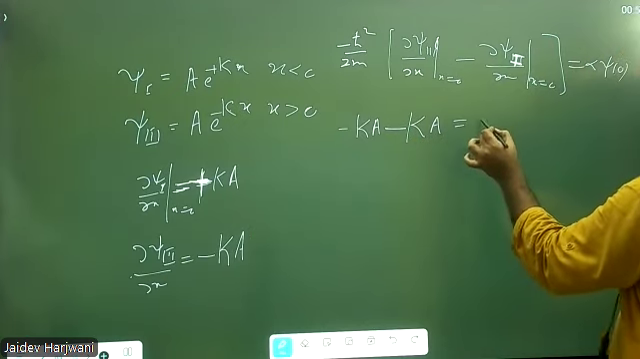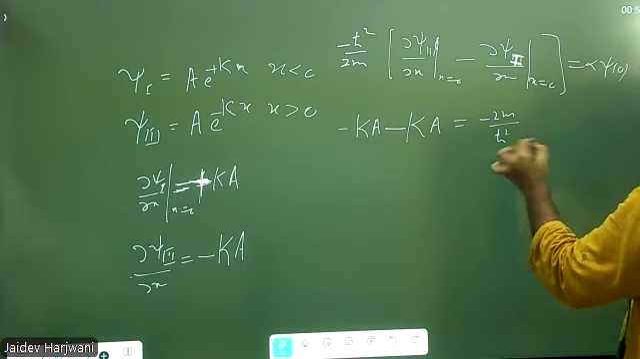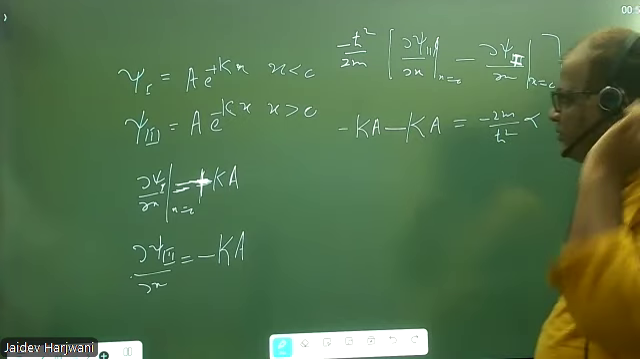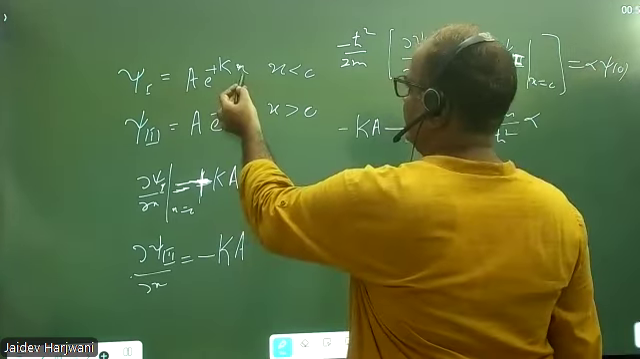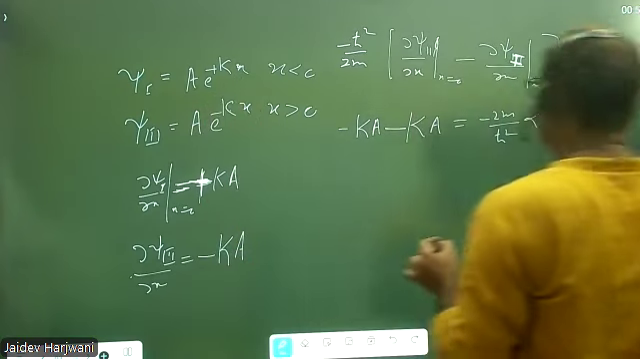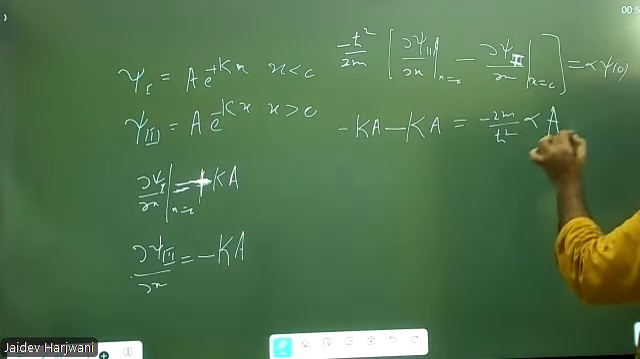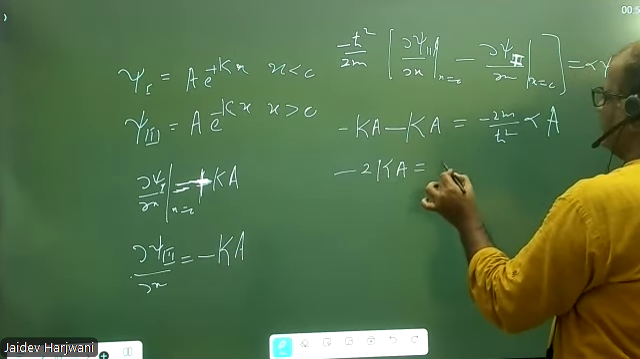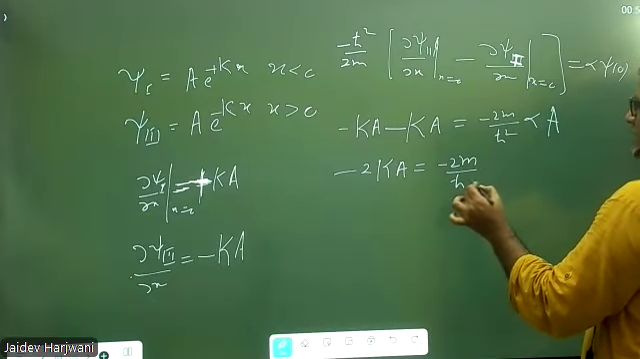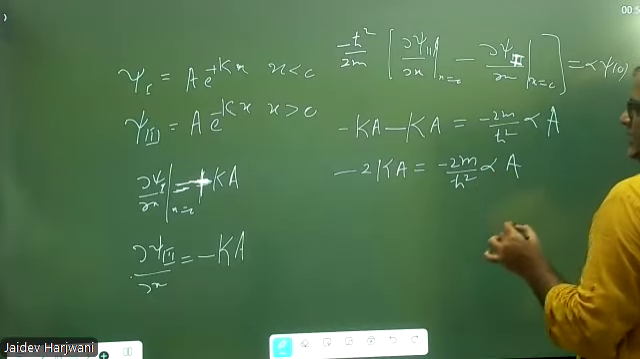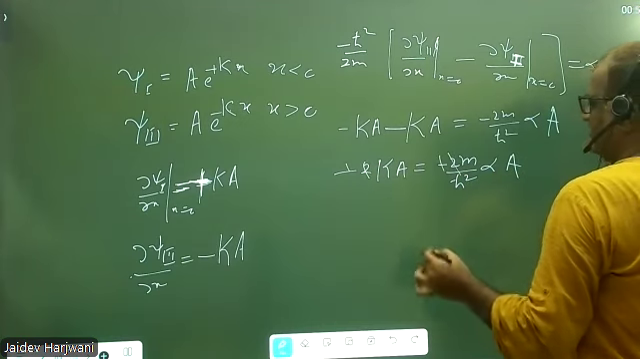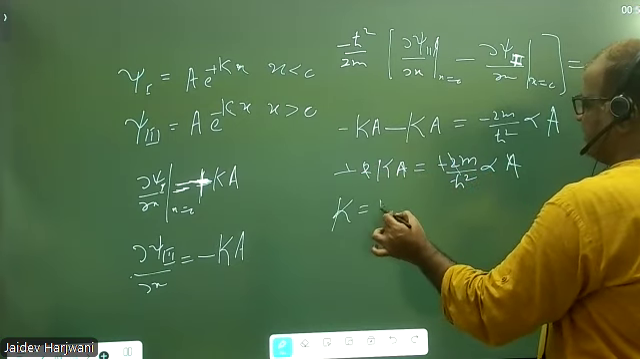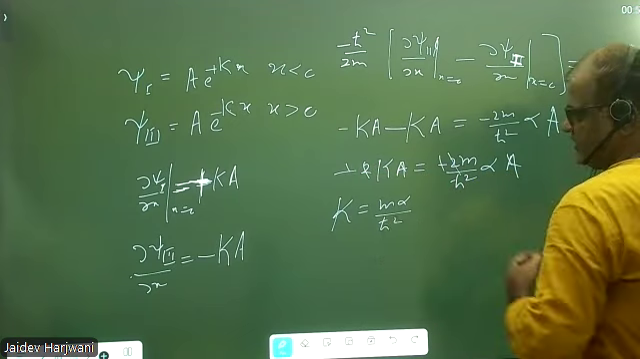So this becomes minus 2m over ħ², equal to α ψ(0). ψ(0) is basically equal to A. Now if I solve this, minus 2κA is equal to minus 2m over ħ² α A. So the 2 cancels, the minus signs cancel, and you are left with the κ value: κ equals mα over ħ².